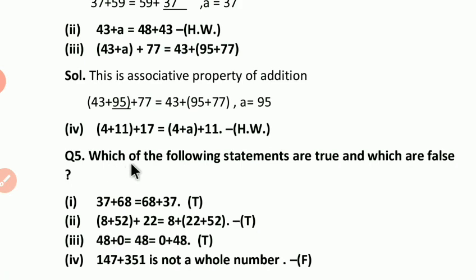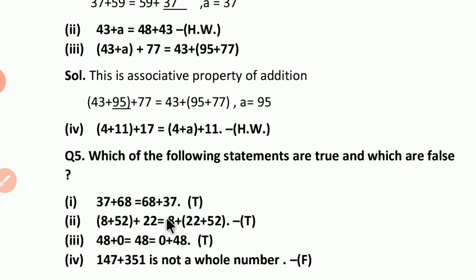Then last question, question number 5, which of the following statements are true and which are false? Here we have to find true and false. 1. 37 plus 68 is equal to 68 plus 37. Here you can see that a plus b is equal to b plus a. If we add these two numbers in any order, the answer will be equal. So we can say it is true that 37 plus 68 is equal to 68 plus 37.